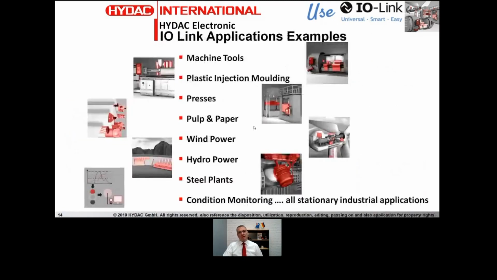Here you see some IO-Link examples. IO-Link is useful in machine tools, pulp and paper, wind power, hydro power, steel plants, or condition monitoring applications. Condition monitoring applications can be used in all stationary applications.